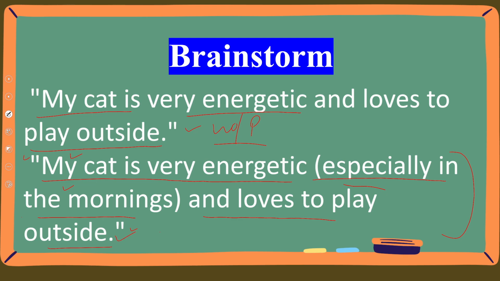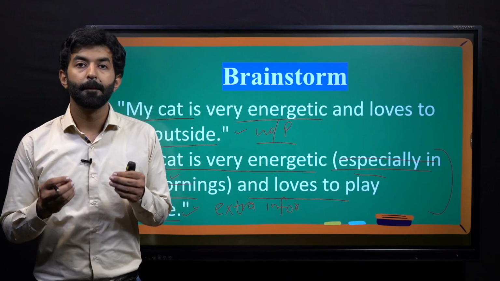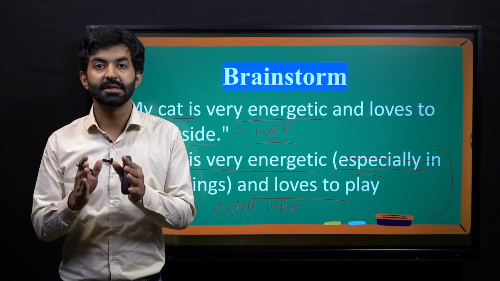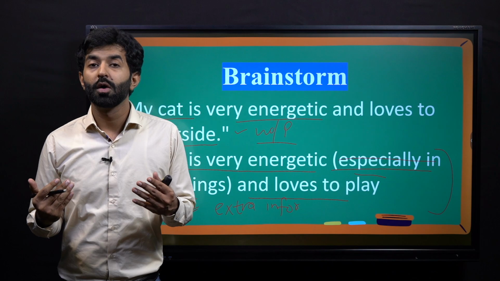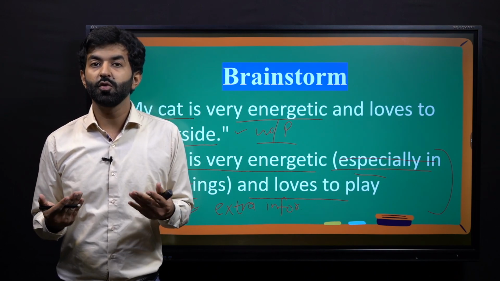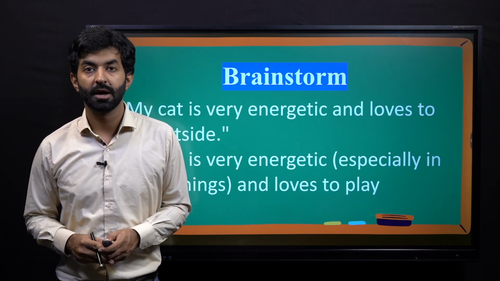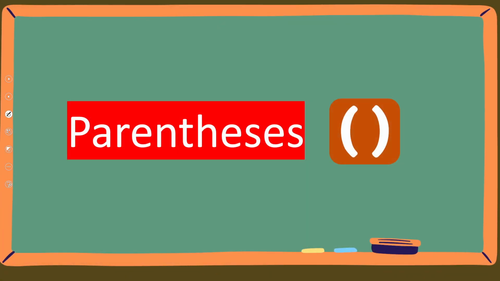We are giving extra information, and if we remove this information, does it make a difference? No. The sentence is still correct and perfect. So, this is how you use your parentheses. Even if it is removed from the sentence, it should still make sense. And now, do we always give extra information and use parentheses only then? Or do we have other purposes of parentheses? Let's find out.